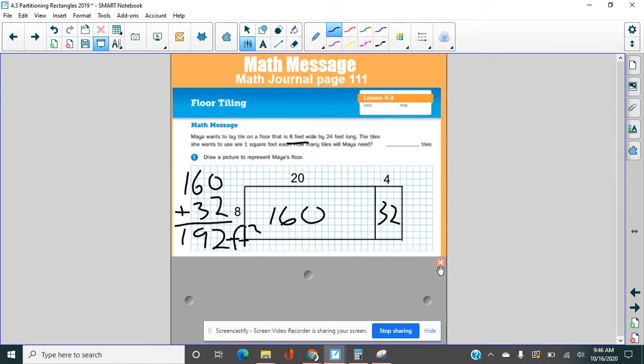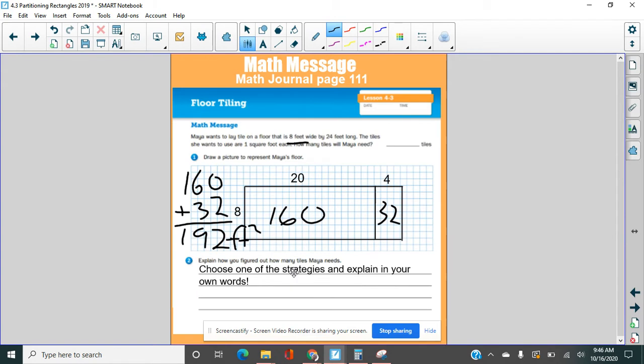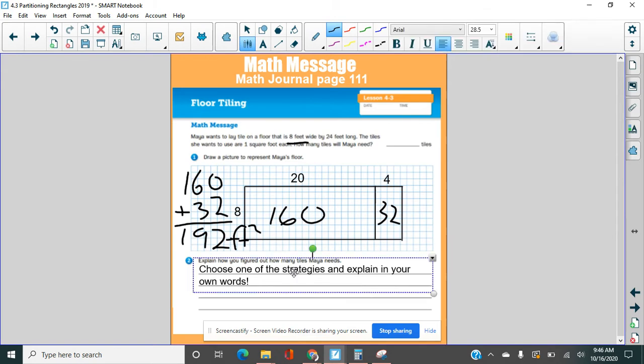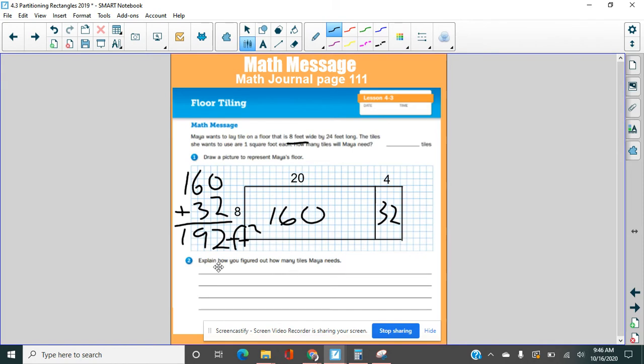So let's talk about this because I know it says choose one of the strategies, but we're going to actually describe this strategy. I want you to take a minute and use some words here to describe what we did. Let's use some sequence words here. Start with the word first, and I want you to write what we did here: how we broke it up into two parts, we multiplied each part, and we added the parts together.